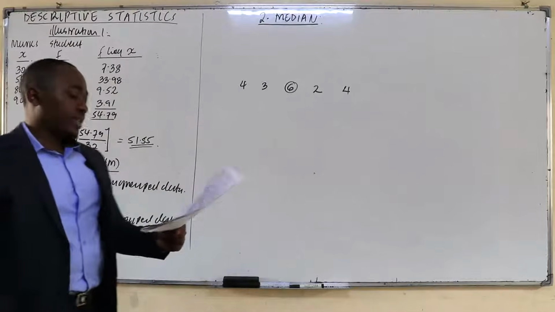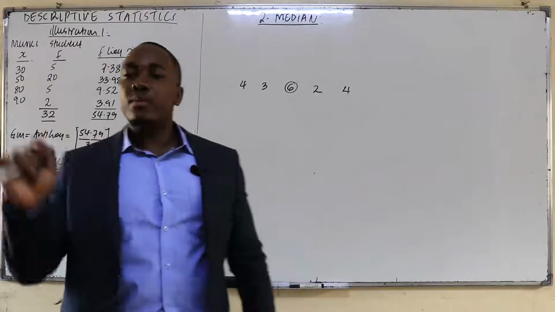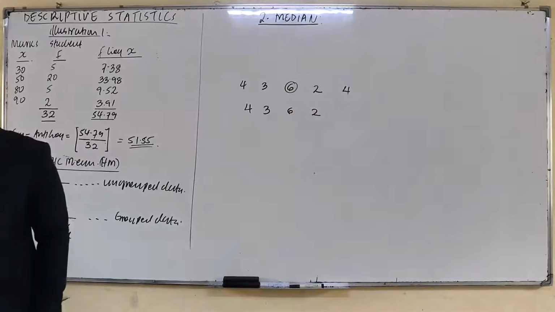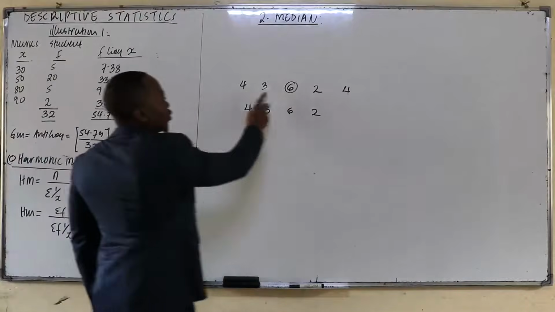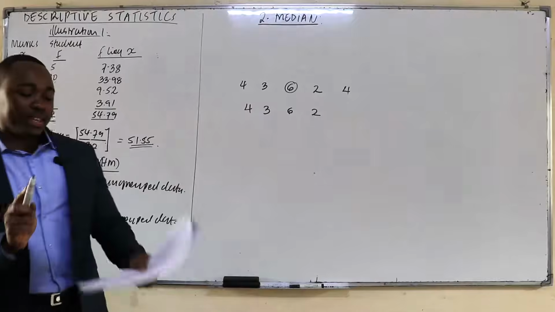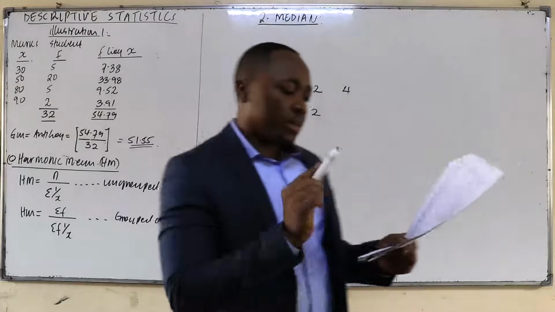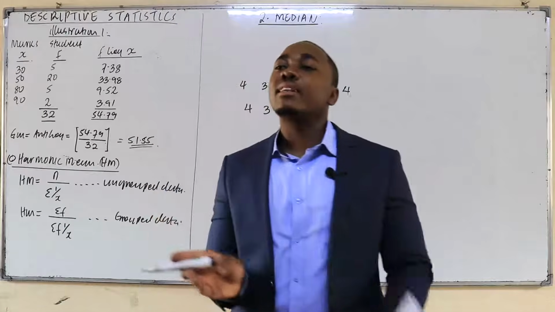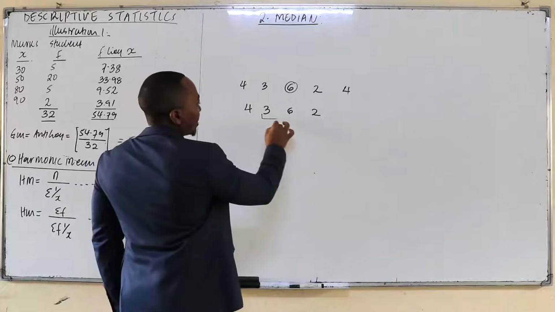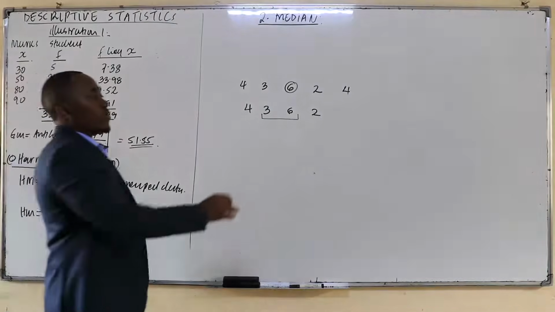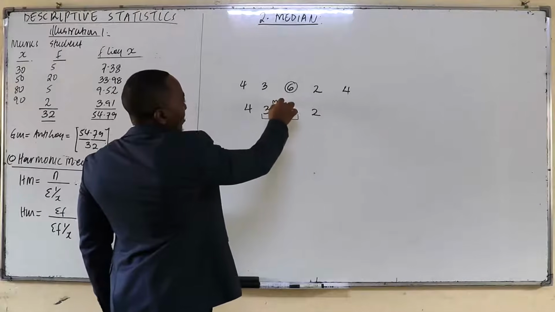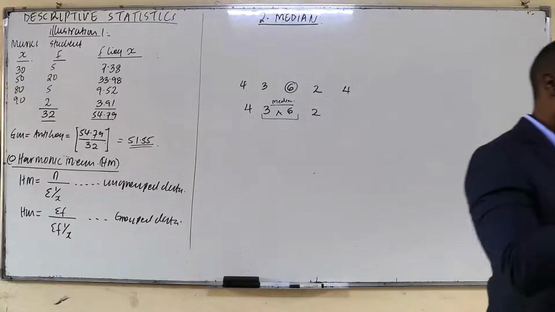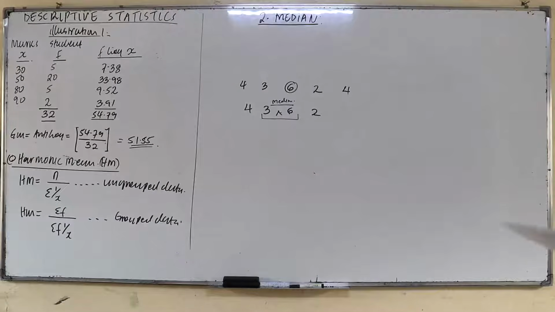But you see that when the data is ungrouped and the number of items is even, what does it mean? Now, here we have 4, 3, 6, 2. What is the median? You see, in this case there are 2 values on each side, but in the previous case they were 4. That's why I have written that when the data is ungrouped and the number of items is even, the median is the average of the two values which are at the center. So in this case, the two values at the center are 3 and 6. You get the average of the two, and that's how you get the median.